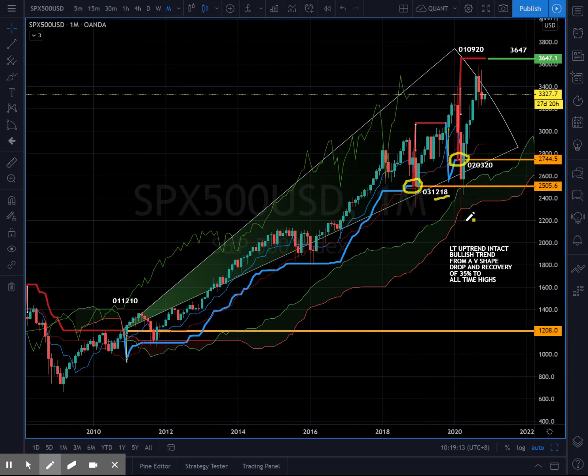where the S&P 500 broke through the cloud but held around 2,200 points and immediately had a very, very nice V-shaped recovery back to the highs at around 3,600. So the uptrend for the S&P 500 on a monthly basis is still bullish.